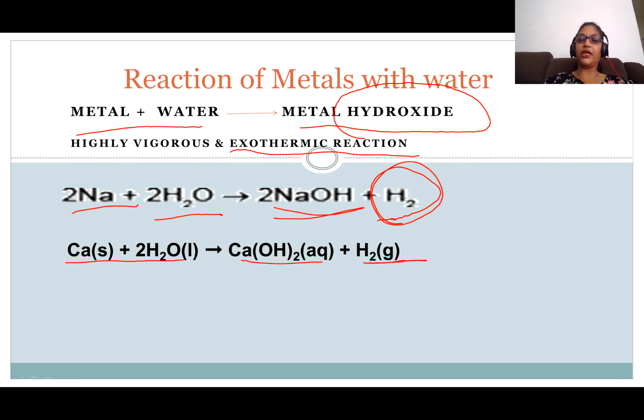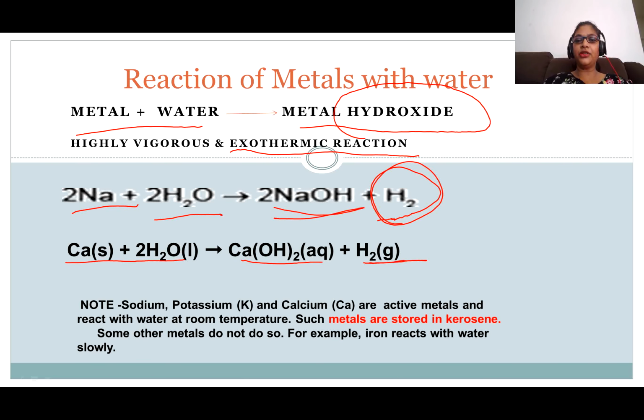For the hydrogen gas test, you can take a burning splinter or burning matchstick to the mouth of the test tube where you have the reaction mixture, and the hydrogen gas burns with a pop sound. So there will be a pop sound. That is the test for hydrogen gas.